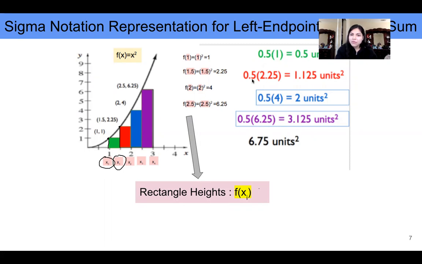Another pattern that we pointed out was the fact that these 0.5s were always being multiplied to our rectangular heights. And those 0.5s, let me draw some arrows to them.